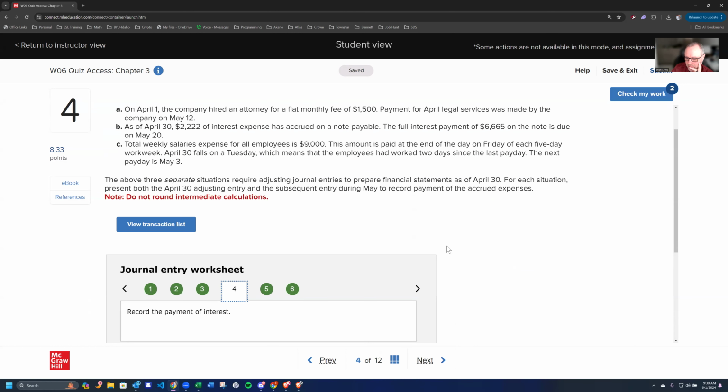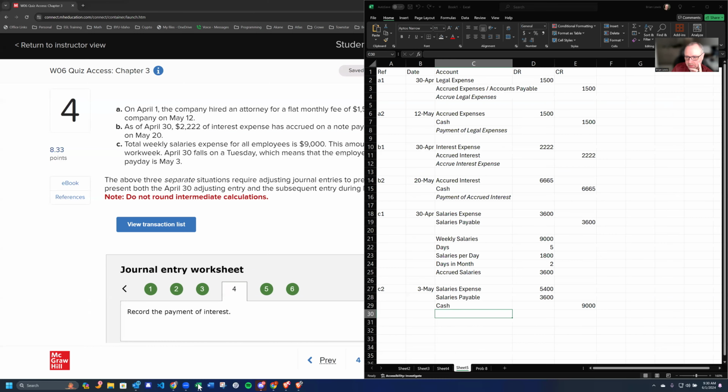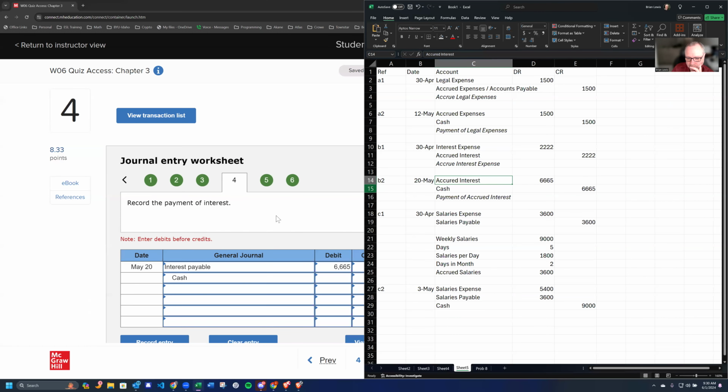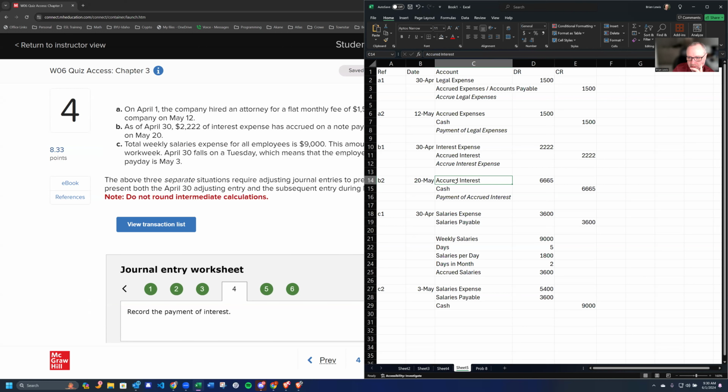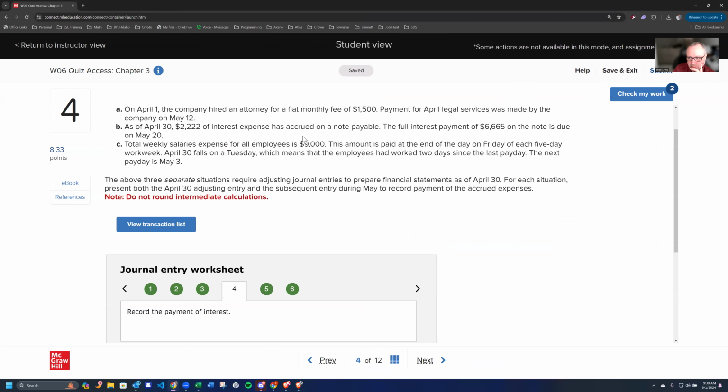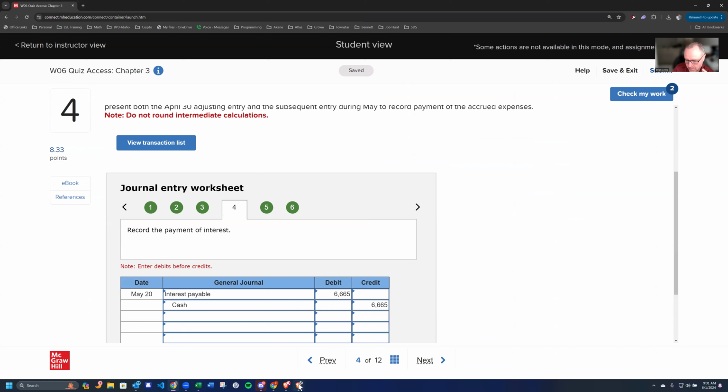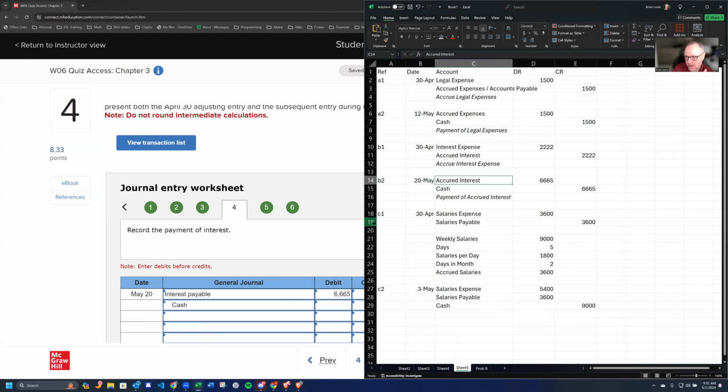Maybe it's the same. What did I do wrong? Interest payable. Oh, okay, same thing. My bad. This is very similar to what we did here for the salaries expense, and it just didn't click. Now it's clicking. All right, so we have to do a very similar thing here, but it'll be a little easier.